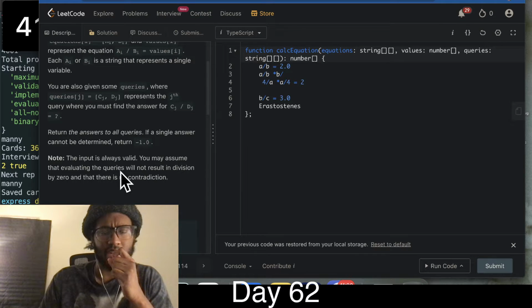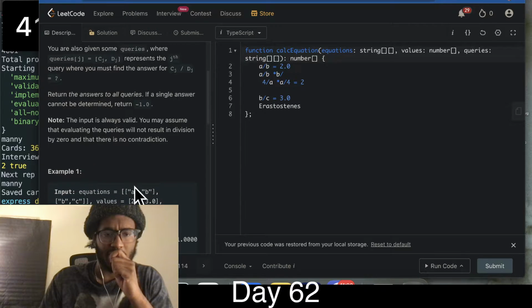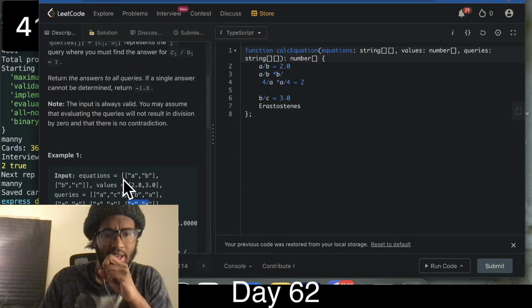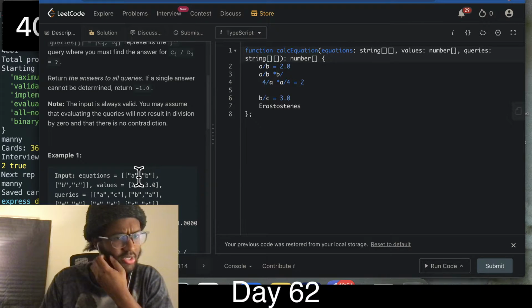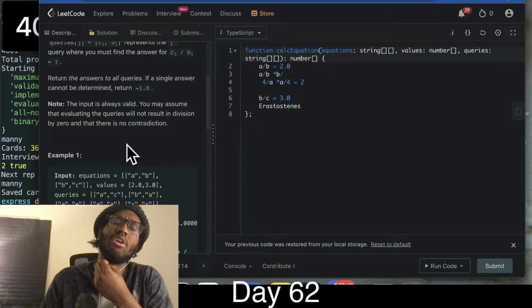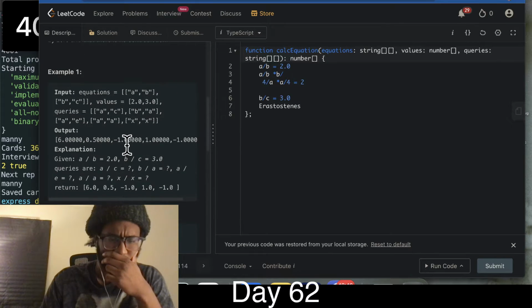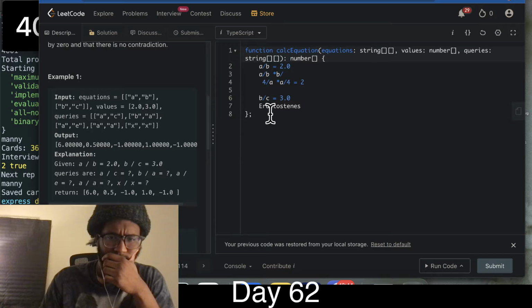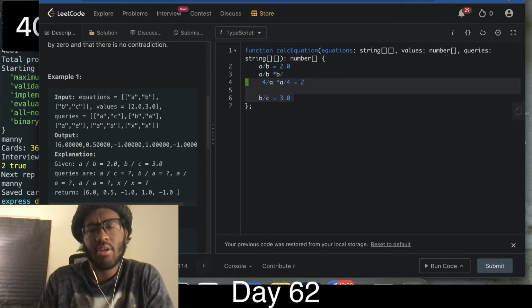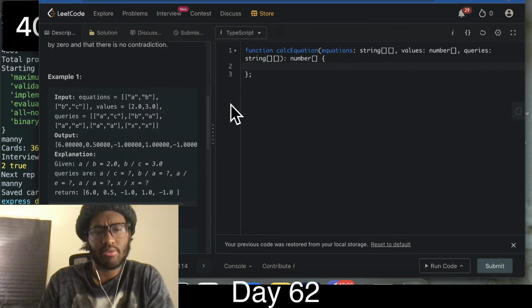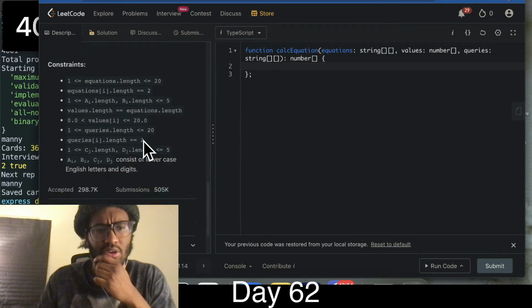If a single answer cannot be determined, return -1. So they return -1 for x divided by x, since x wasn't given to us as a possible variable to solve for in terms of values and equations. Input is always valid. You may assume that evaluating the query will not result in division by zero. So we know that this is solvable.